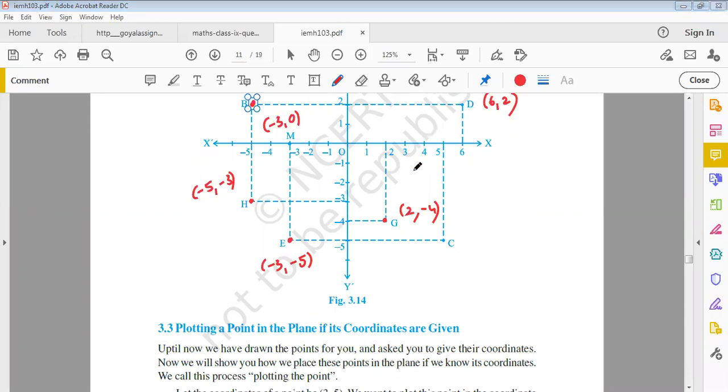One more thing. C point. When you are moving on your right side, it's 5 units and moving down, minus 5. So (5, minus 5).